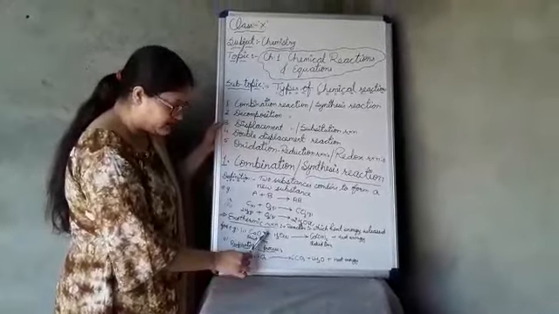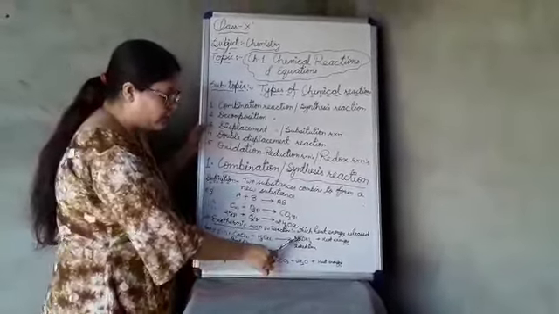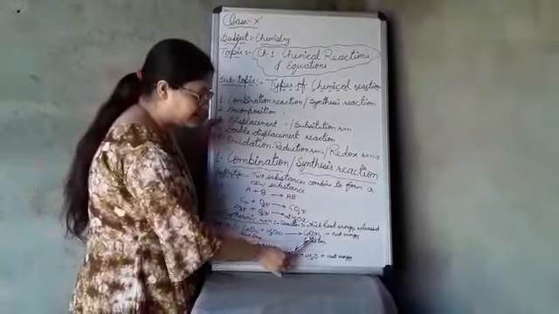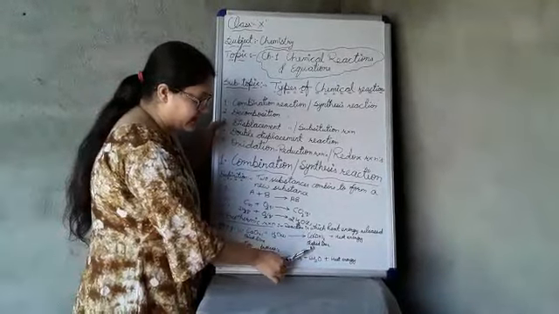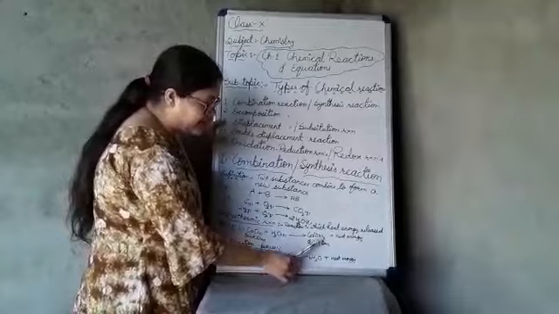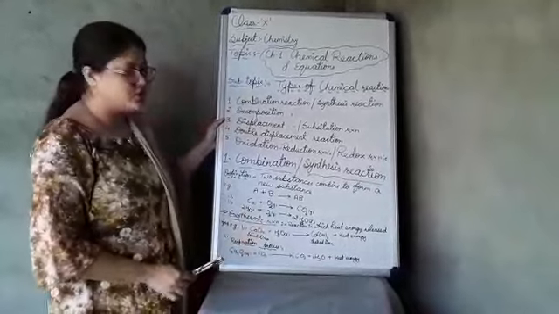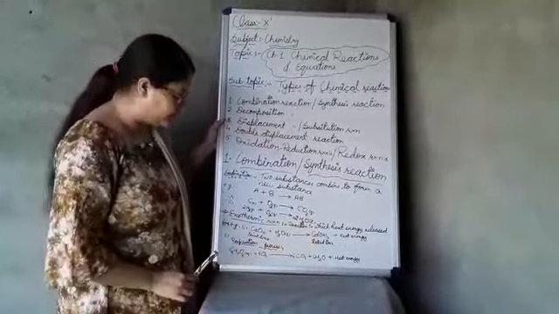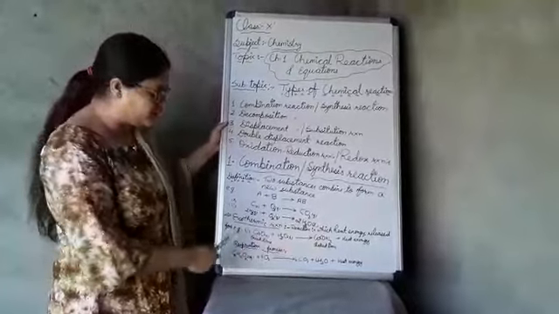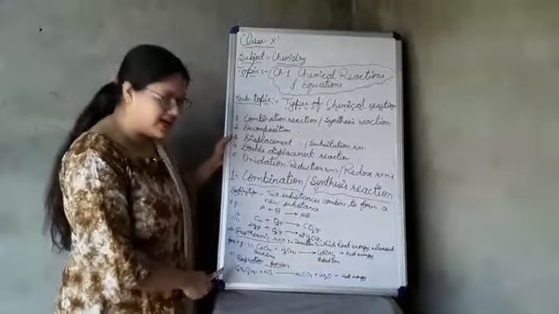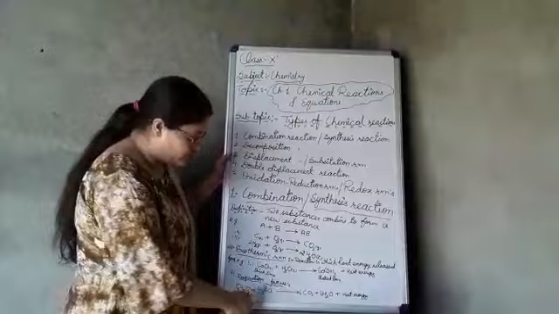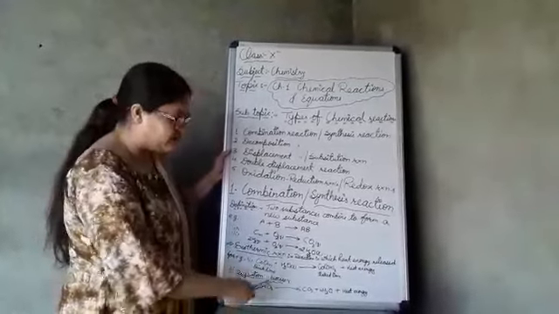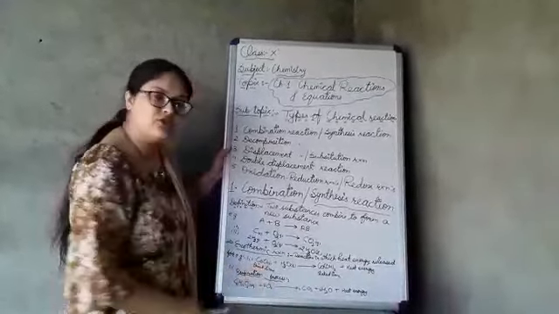Let's see, for example number 1, when we react calcium oxide, also known as quicklime, with water, it will form a new substance, calcium hydroxide. It is also called slaked lime, and a lot of heat energy will be liberated. In the same way, there is one more example of combination reaction in which two substances combine, form a new substance and produce a lot of energy.